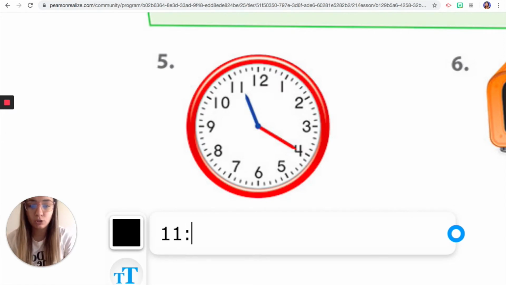I'm going to put my 2 dots. Then I'm going to look at my minute hand. I am remembering that each of these are worth 5.